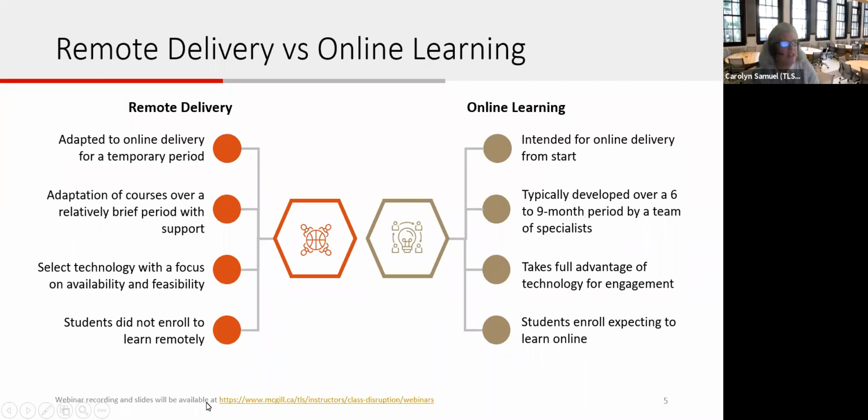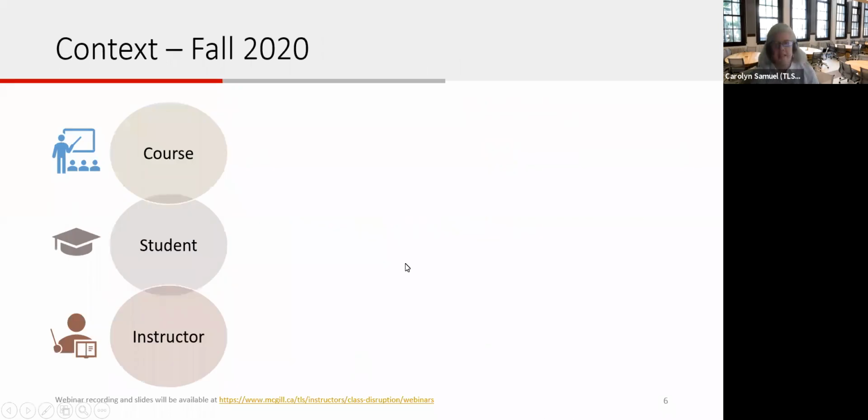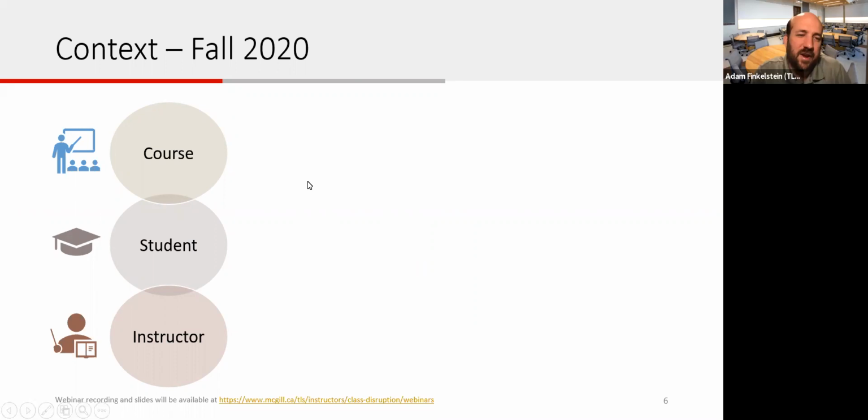So our context is different. And I think now I'll turn it over to Adam, who's going to talk about context, but with respect to course, student, and instructor. Great, thanks, Carolyn.